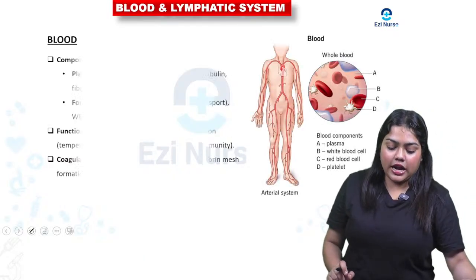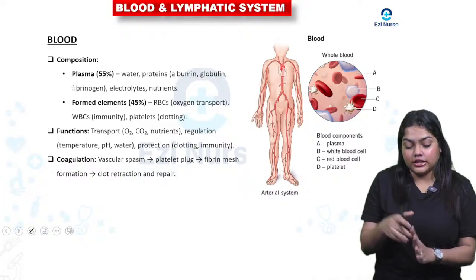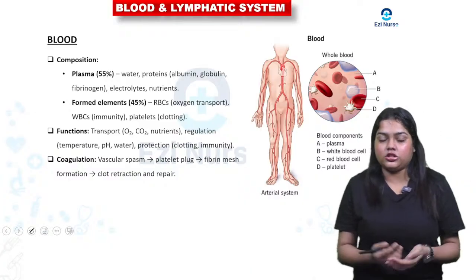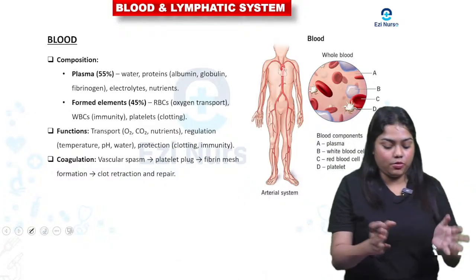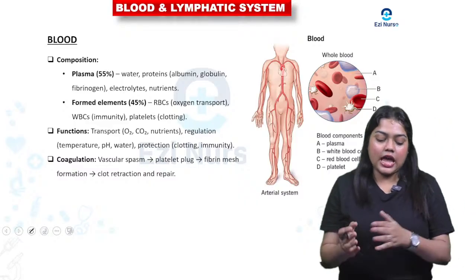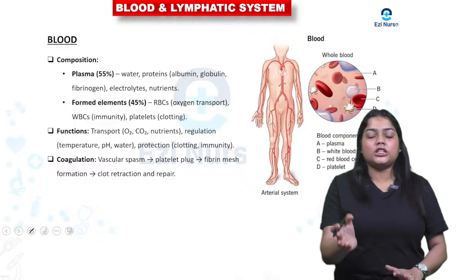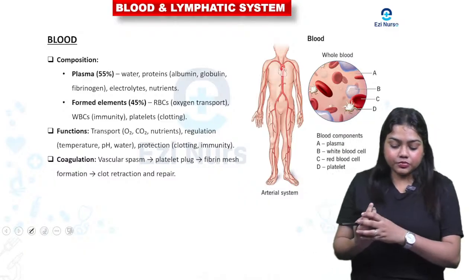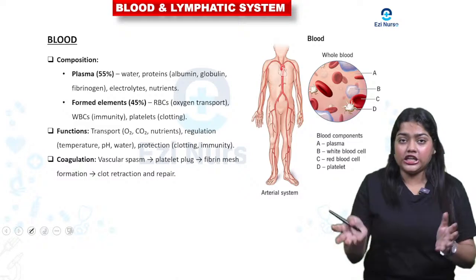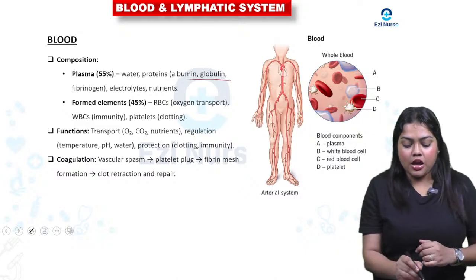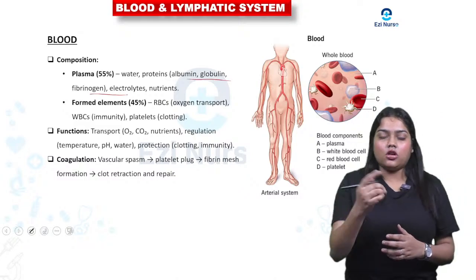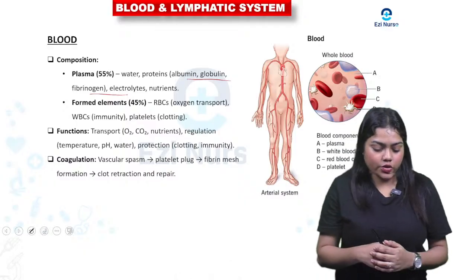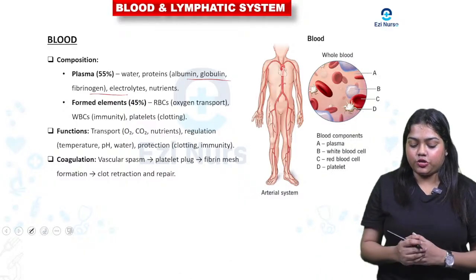Next we will come to the blood and lymphatic system. To understand blood, we have to know its composition. Blood is made up of 45% formed elements and 55% plasma. What is plasma? Plasma includes water, protein including albumin, globulin, fibrinogen. This also comes in the exam for 1 mark. Other than that, water, electrolytes and nutrients.